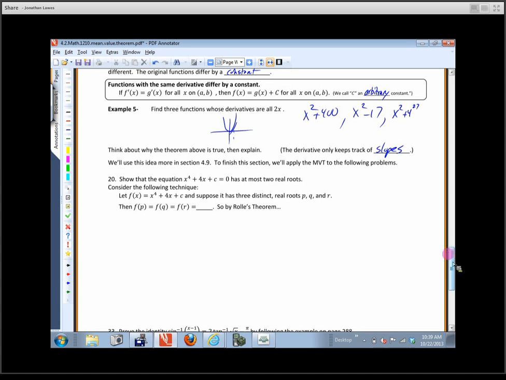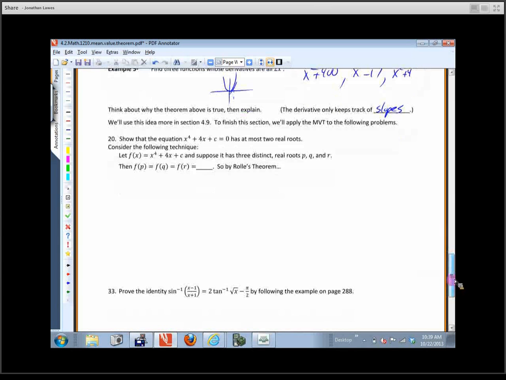It says, show that the equation x to the 4th plus 4x plus c equals 0 has at most 2 real zeros. The way we're going to do this is something called proof by contradiction. Proof by contradiction works like this. Assume that in this case it says at most 2 real zeros. So let's just assume there are more. And then let's follow that through and find that there has to be a contradiction here.